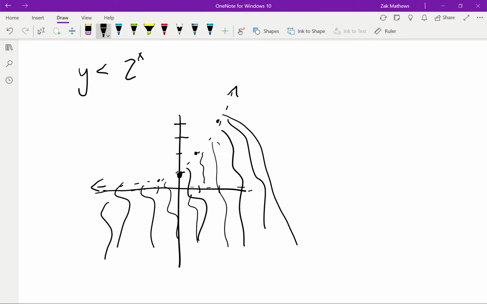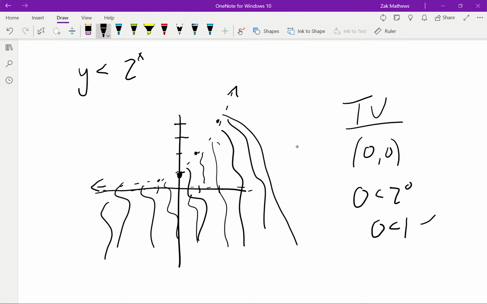Again, we could choose that test value to test this. We could choose 0, 0. That should be in the region that works. Is 0 less than 2 to the 0? Well, yes, 0 is less than 1. That checks out. And so that's how we graph our inequalities.